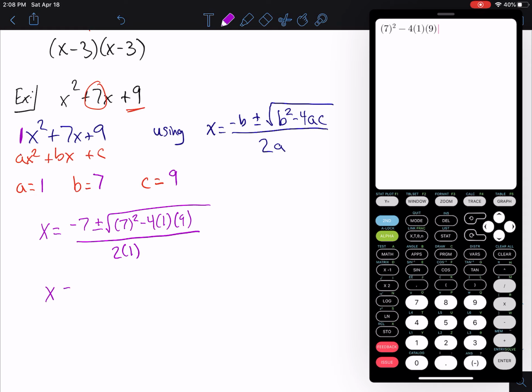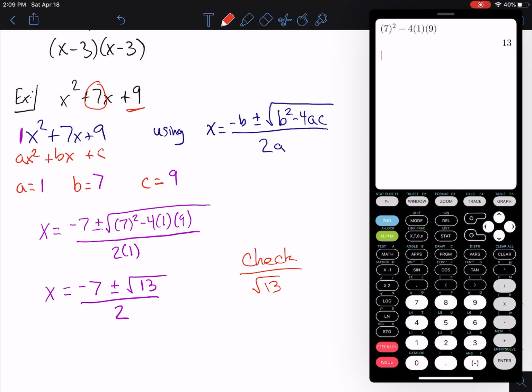And I'm going to get x equals negative 7 plus or minus the square root of, let's see what that value is, square root of 13 over 2. I can multiply that bottom number 2 times 1. Now, I said that this was going to rely on that simplifying radicals idea that we looked at earlier. So on the side of my paper, I need to check if radical 13 can be simplified. Can I put it in simplest radical form?